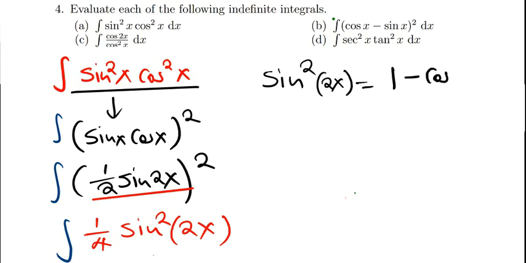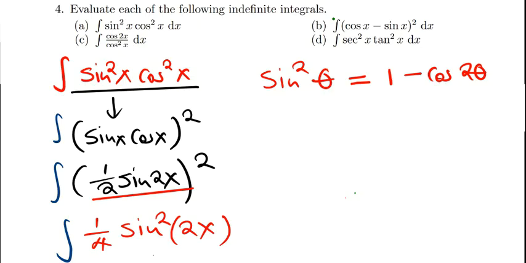In fact, let me even make it more the way it was. Sine squared of theta is equal to 1 minus cosine of 2 theta over 2. Now, if you look at what we have, sine squared of 2x. So if we try to apply that same identity there to sine squared of 2x, what does it become?